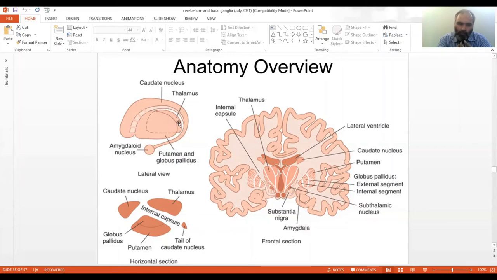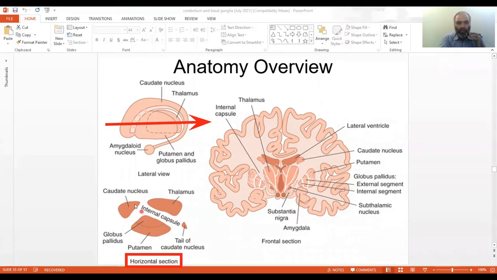Okay. Now this is much more descriptive in the sense that it gives you the exact location of globus pallidus and putamen. So what is this? This is the horizontal section. So what he has done to this diagram is cut it horizontally like this. This is the cut, and this is the view. So we've cut it like this and show it to you in the horizontal section.